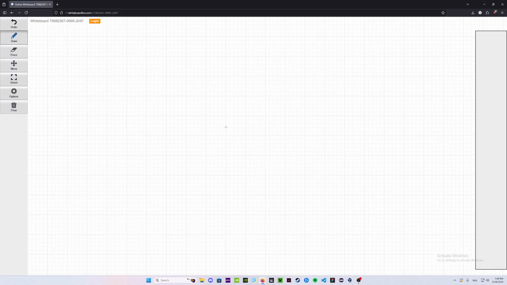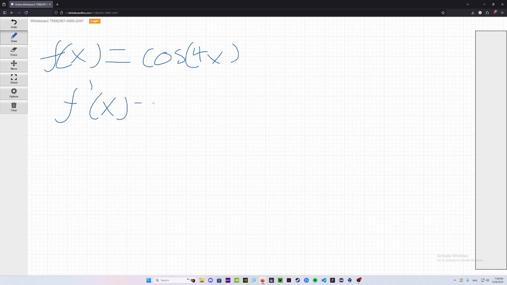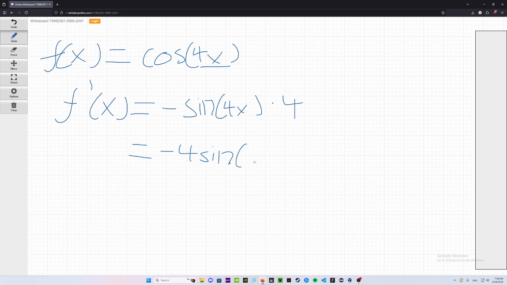All right, so let me just pull them up. Okay, so we're going to have f of x equals, this is going to be an easy one, cosine 4x. Now f prime of x equals: the derivative of cosine is going to be a negative sine 4x. Remember, keep the argument the same. The derivative of 4x is going to be 4. So then we rewrite this: negative 4 sine 4x. Boom, there you go.